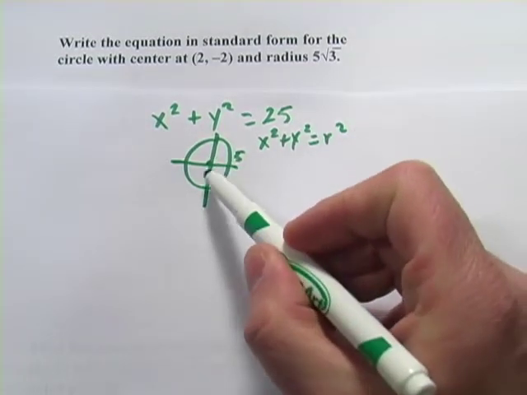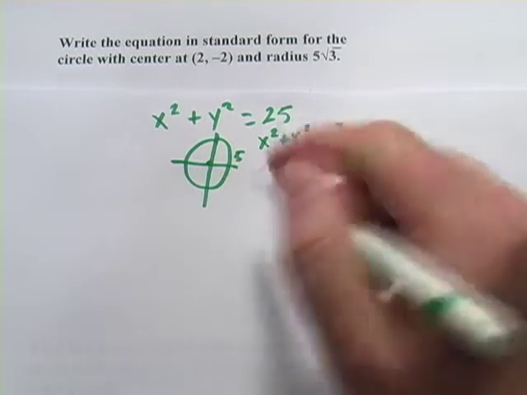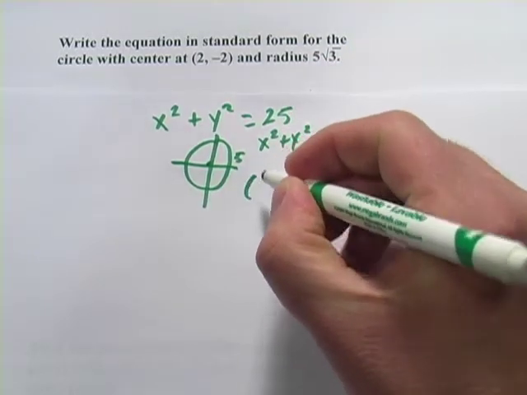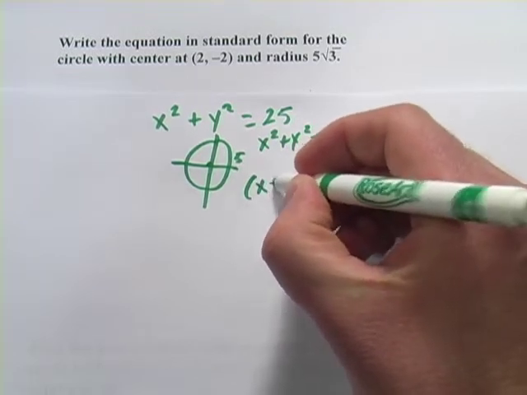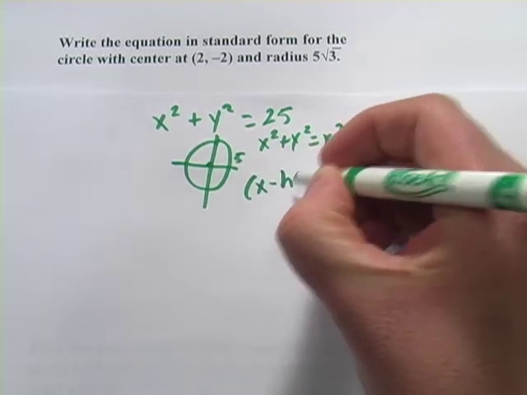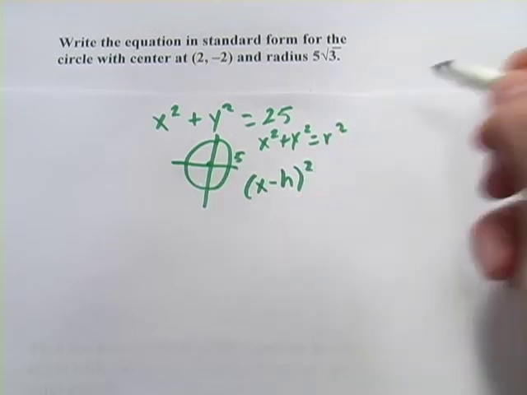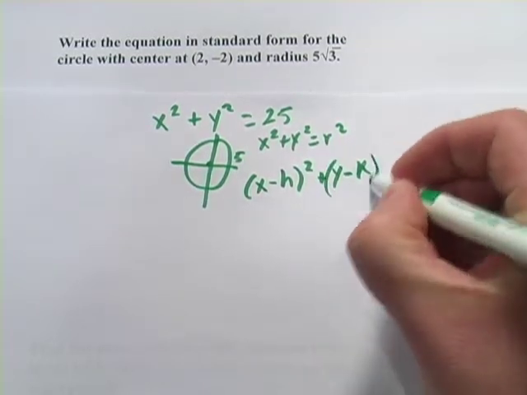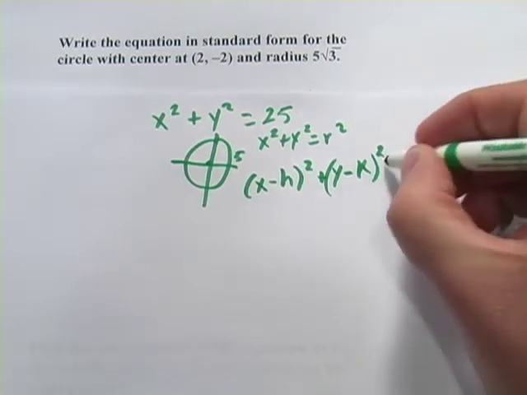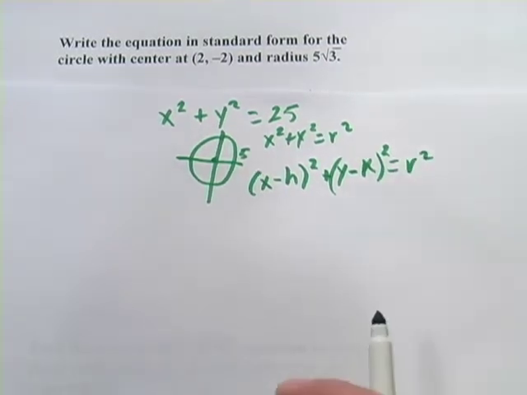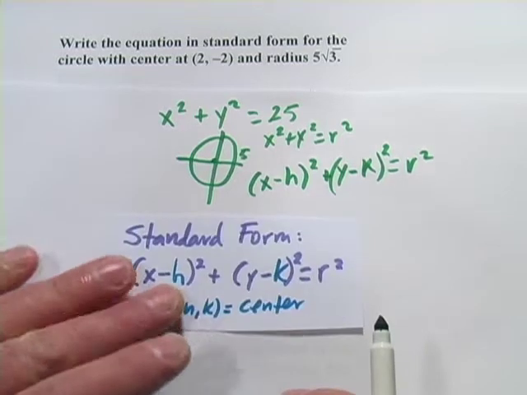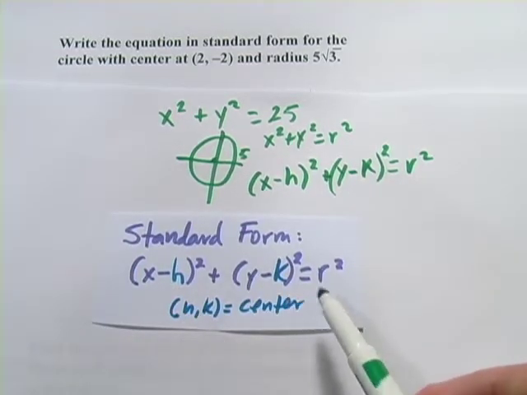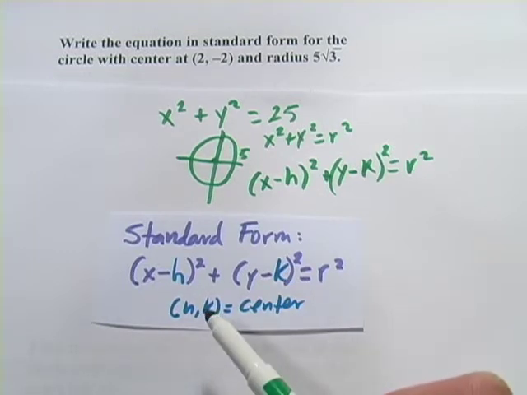If the center is not at 0, 0, there's another form, the standard form, which looks like this: x minus the x coordinate of the center, so h, we'll call that, squared, plus y minus the y coordinate of the center, squared, equals r squared. So that's standard form, and that's going to come up in these problems. So h, k is your center, r is the radius. That's what standard form looks like.